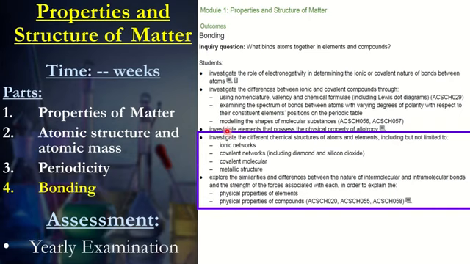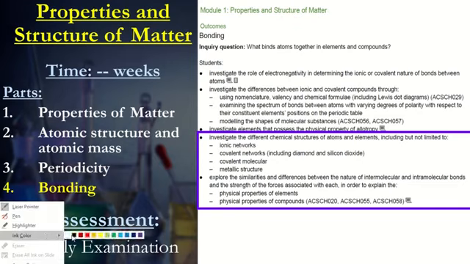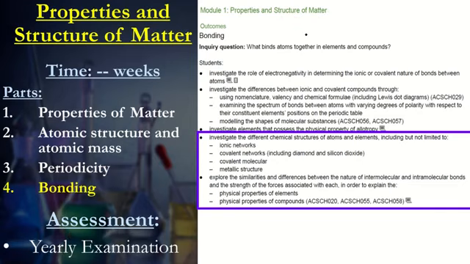Okay, so we're going to be looking at module 1, which is properties and structure of matter. Now, in chemistry, matter is a very simple wording. If we refer to anything as matter, it means anything of mass. So anything that has mass is a form of matter.